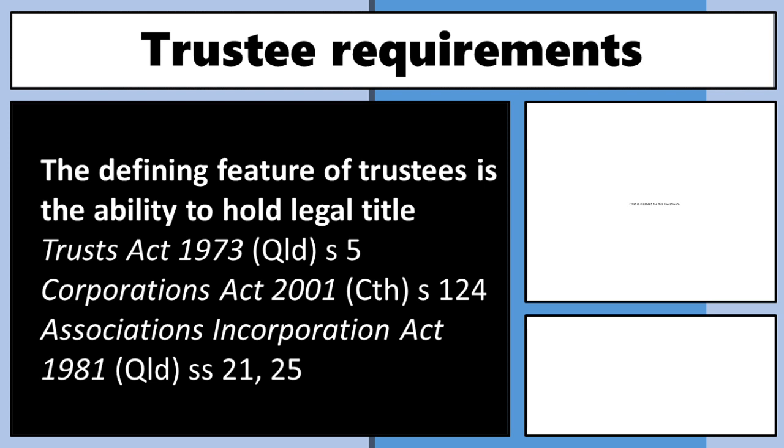One of the key things to note, the most important thing that a trustee must be able to do in order to be a trustee, and it seems really obvious when I say it, is the ability to actually have legal title. You need to be able to deal with property. And so if we think about that, natural persons in most situations are going to have the ability to be trustees because they can deal with property. And in other situations, such as incorporated societies and corporations, they will have the same ability to hold property.